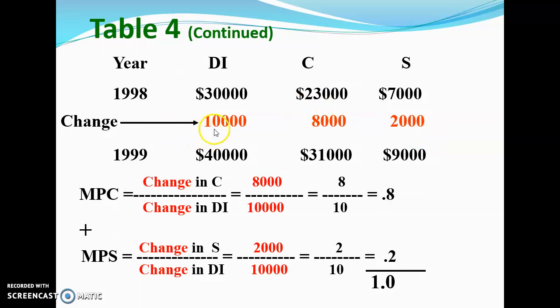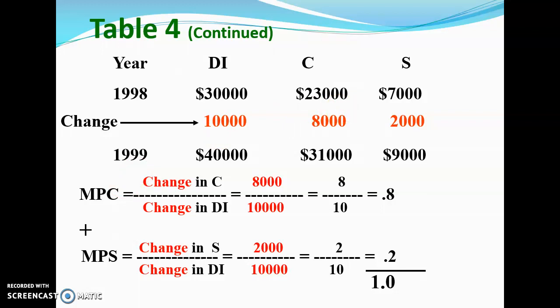So we have got these three values which are written in red, representing the change that has happened to these variables over the time period of 1 year. The change in your disposable income is equal to $10,000, the change in the consumption is equal to $8,000, and the change in the savings is equal to $2,000. So we have to find out the value of the MPC and the value of the MPS.